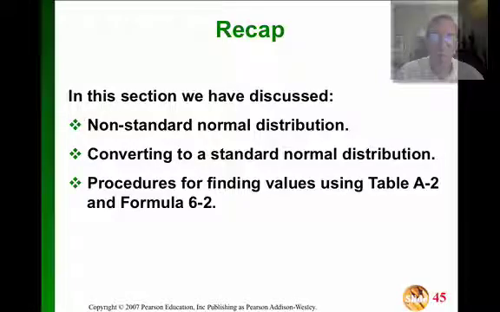So we've talked about the non-standard normal distribution, how to convert it, and procedures for finding values using that equation.